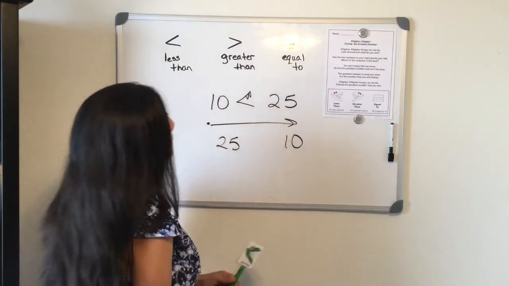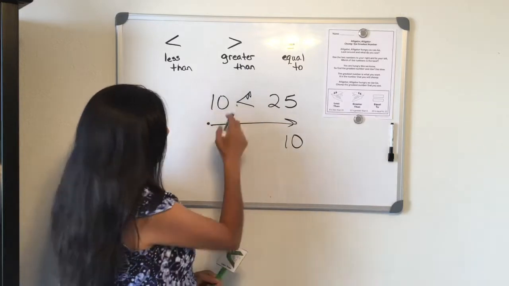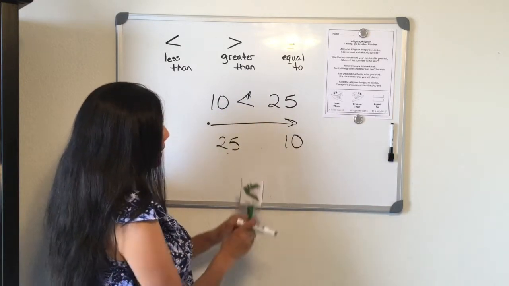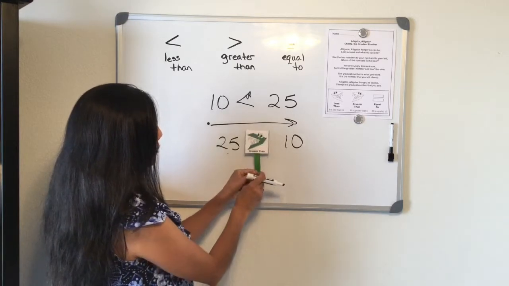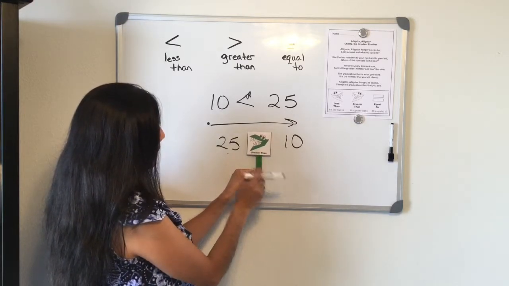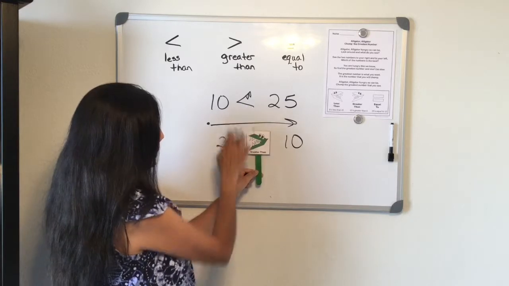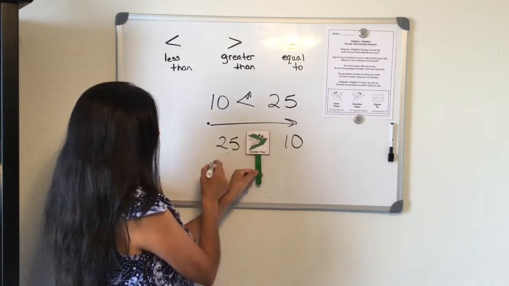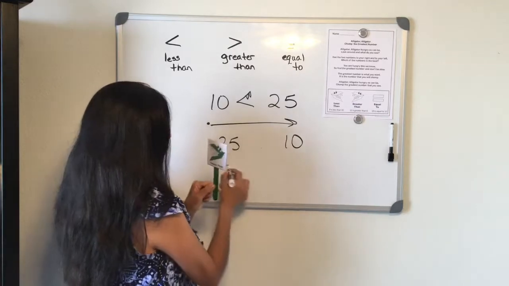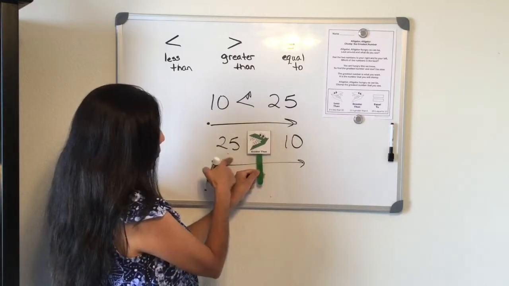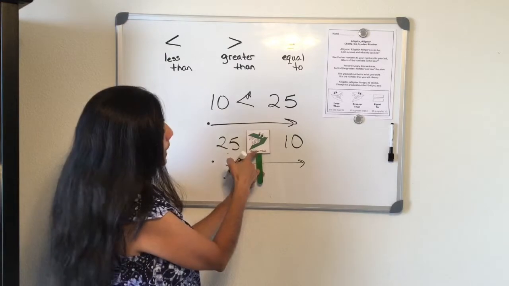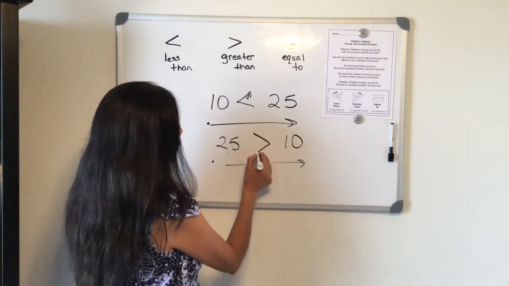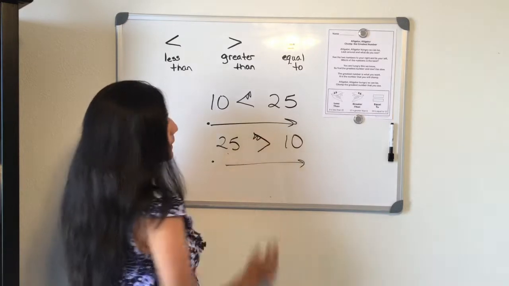Then what am I going to do? All right, so I can't say 25 is less. I can't use that same symbol because my alligator teeth have to be turned this way. Again, I start reading from the left to the right and I say 25 is greater than 10. And my symbol is going to be the greater than symbol.